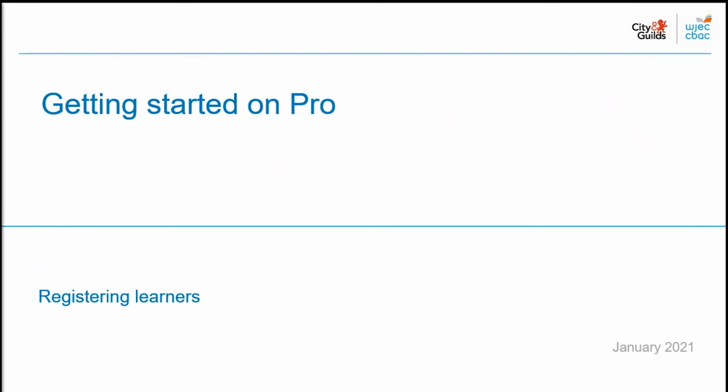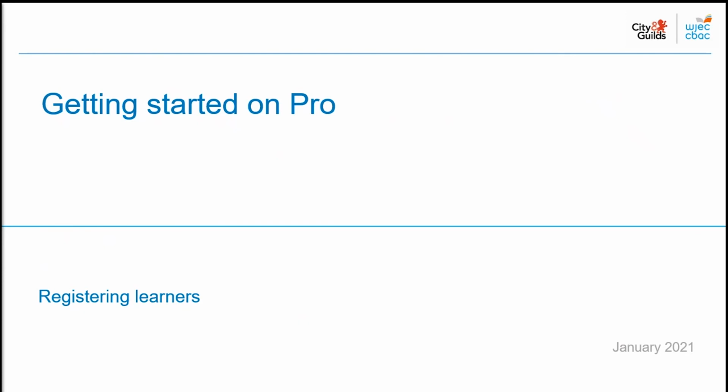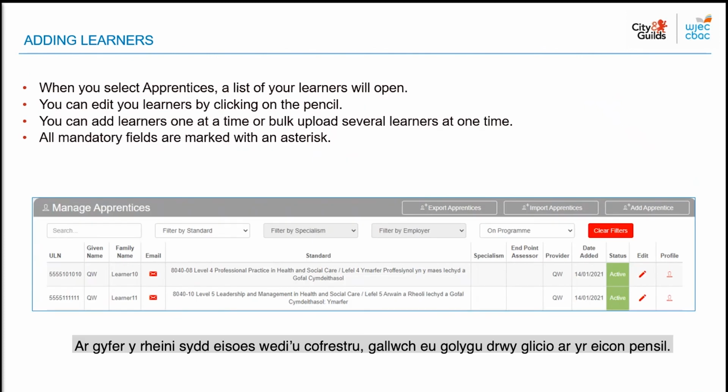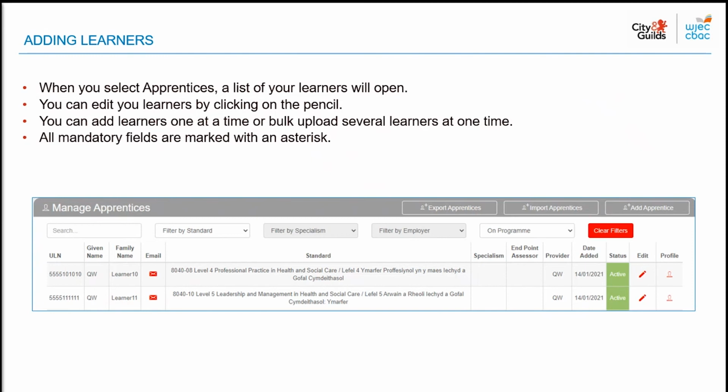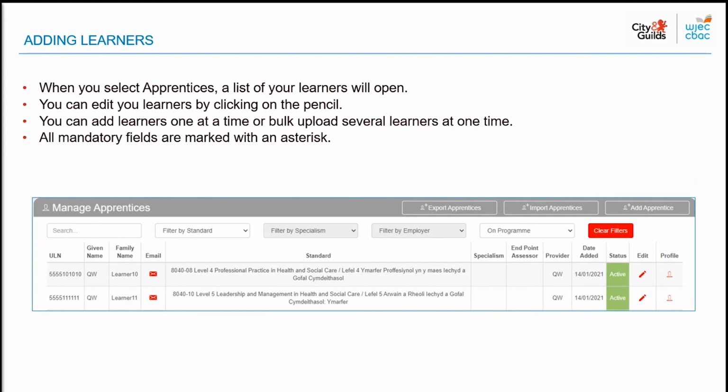Registering learners. Any learners you have already registered using Walled Garden will be migrated over by City and Guilds ahead of you going live. To register new learners, select Apprentices from the menu. This will open a window where you can manage your learners. For those already registered, you can edit them by clicking on the pencil icon. The profile icon will show you where the learner is on their external assessment journey.